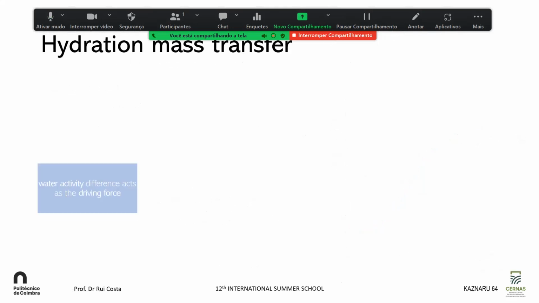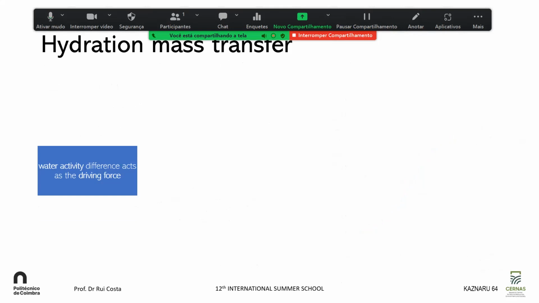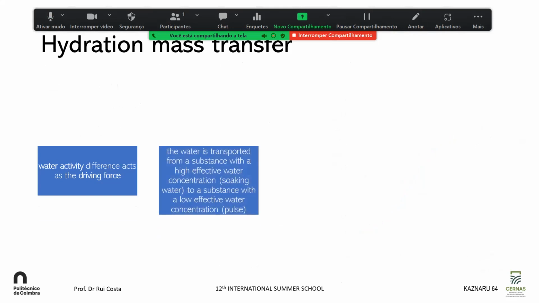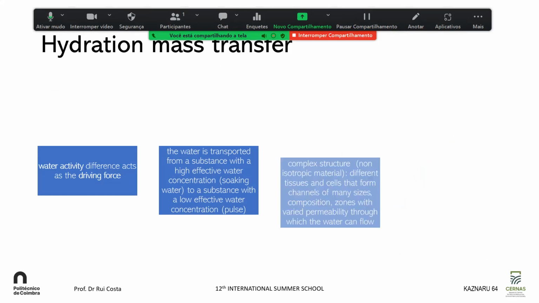So how does the hydration mass transfer occur? First, it occurs because there is a difference of water activity that is the driving force. The water is transported from a substance with a high water content, the soaking water, to a substance with a low water content. It usually is the pulse.